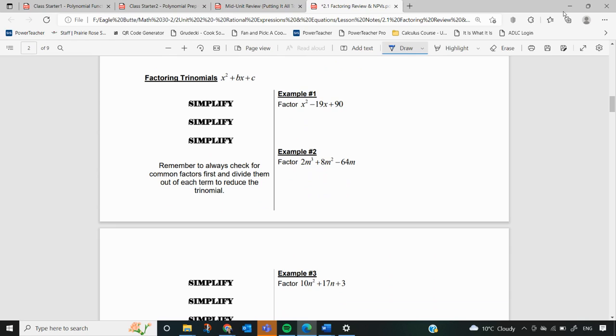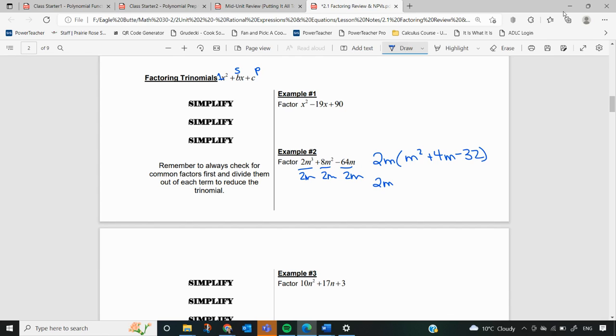When it comes to factoring trinomials, if there is just a 1 in front of the x squared, then we're looking for a product of c and a sum of b. So when I'm factoring 2m cubed plus 8m squared minus 64m, first step is to pull out our common factor. So we pull out a 2m. Again, you can divide each term by that 2m if that helps. 2 divided by 2 is 1, so we're left with m squared plus 4m minus 32. The 2m will follow us down all the time.